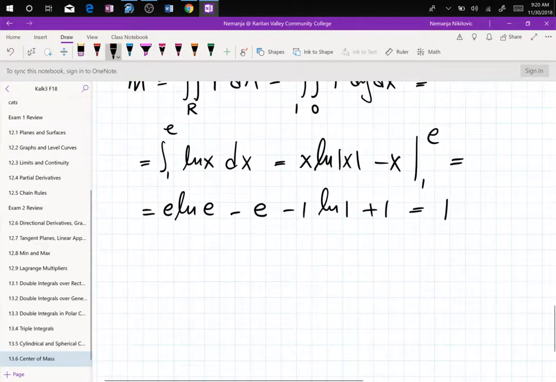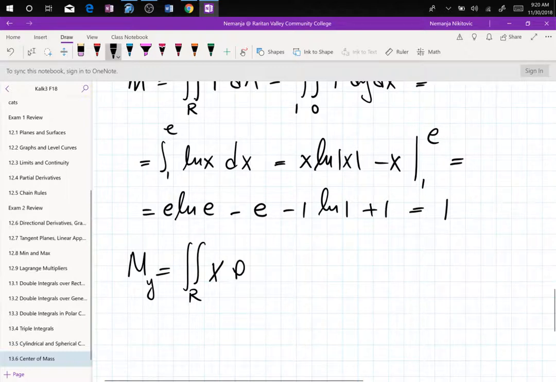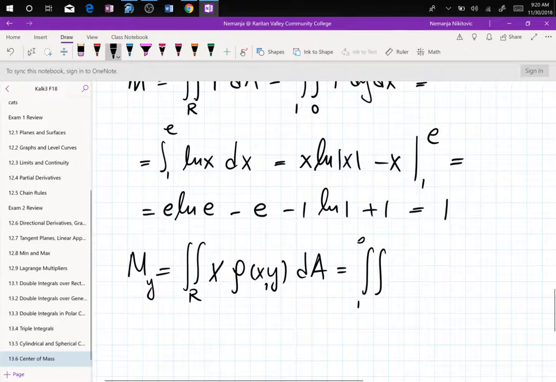So now the moment integral is the double integral over region R of x. Well, hold on, we need the y integral first. So this is the moment about y, x rho of x y, well, that's 1 dA. We already know our setup: 1 to e and 0 to ln x. And now we have x dy dx.